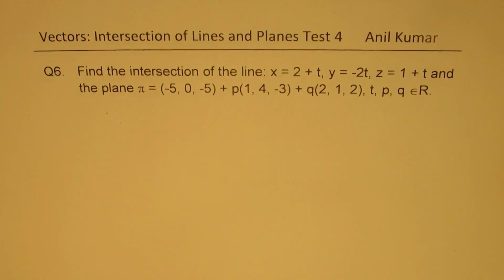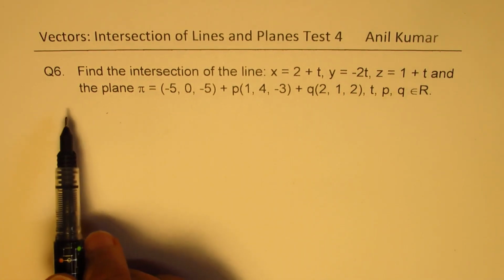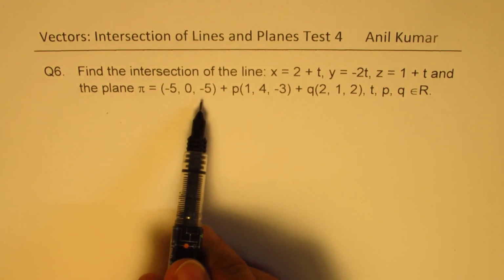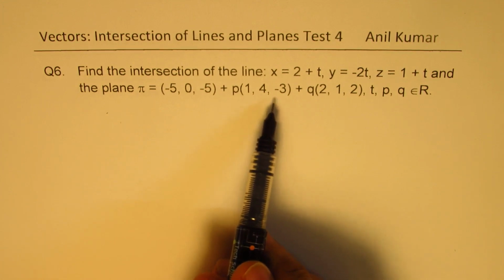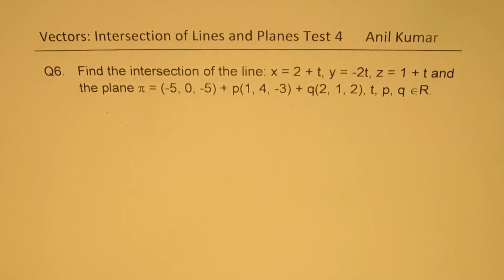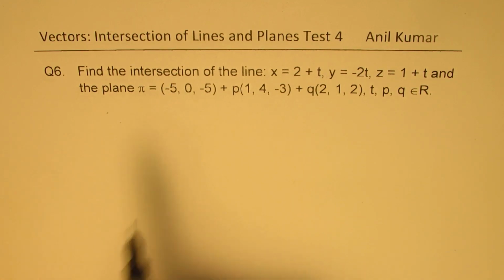6. Find the intersection of the line x equals to 2 plus t, y equals to minus 2t, z equals to 1 plus t, and the plane pi is minus 5, 0, minus 5, plus p, 1, 4, minus 3, q, 2, 1, 2, where t, p, q are all real numbers. Now to solve this question, we need to write the plane in Cartesian form.